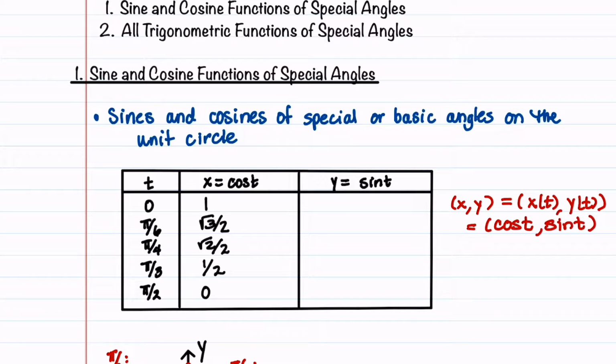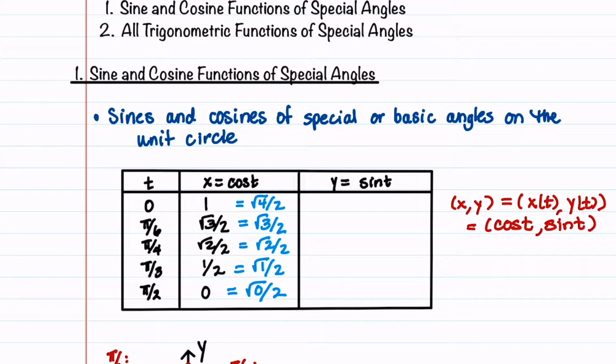An easy way to remember this is to think of 1 as the square root of 4 divided by 2, root 3 over 2 as it is, root 2 over 2 as it is, 1 over 2 as root 1 over 2, and then 0 as the square root of 0 over 2. So you can see a pattern. We go from root 4 all the way down to the square root of 0.